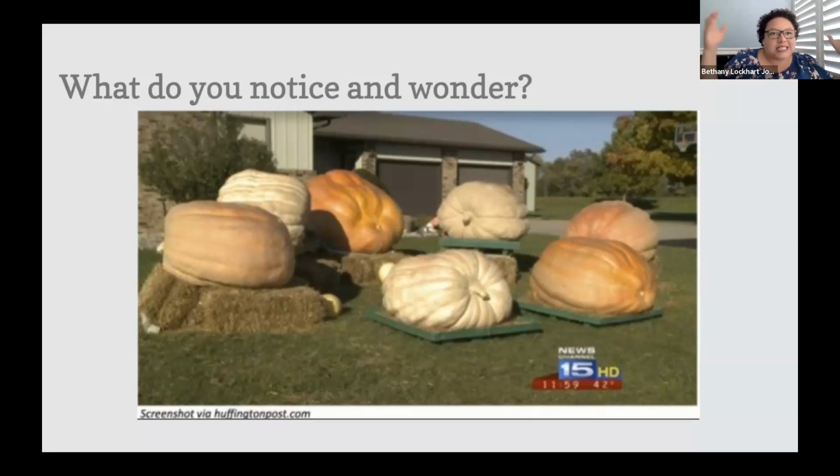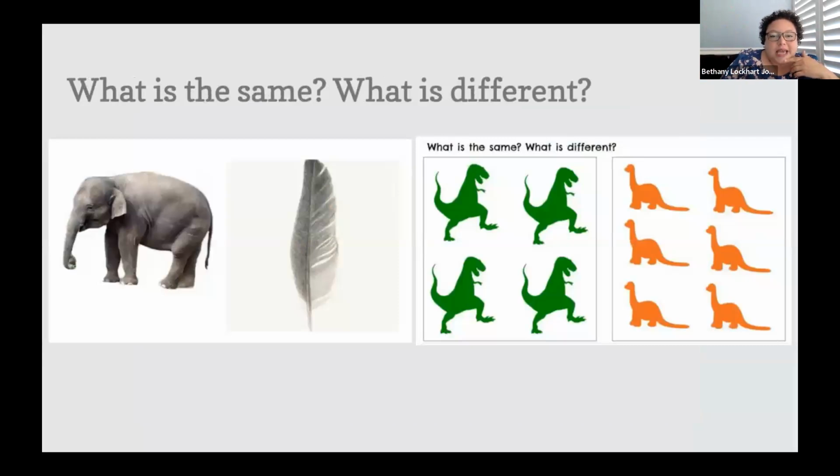We may not talk about density or weight, but it's beautiful to hear what students come up with. What's the same, what's different? Students have a chance to talk about what they notice in each of these images. So in the elephant feather picture, okay, what's the same about them? Students generate lists and lists and lists about what's the same and what's different. And then the same with the dinosaur picture.